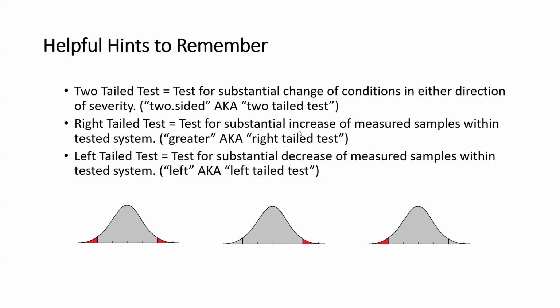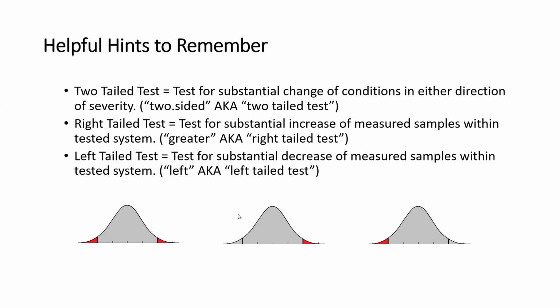A right-tailed test means we're looking for a substantial increase, greater than. That's what we were looking for in our recent example. We were looking to see if the sampled observations were greater than the mean, which we had assumed from prior observations. So it was a right-tailed test. It was a single sample t-test, right-tailed.